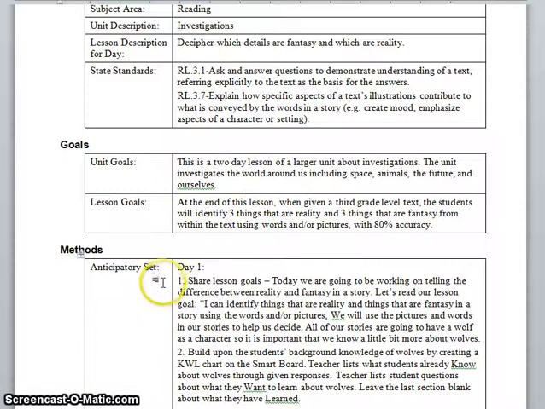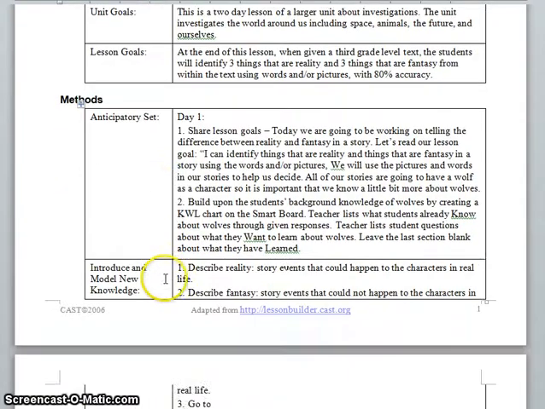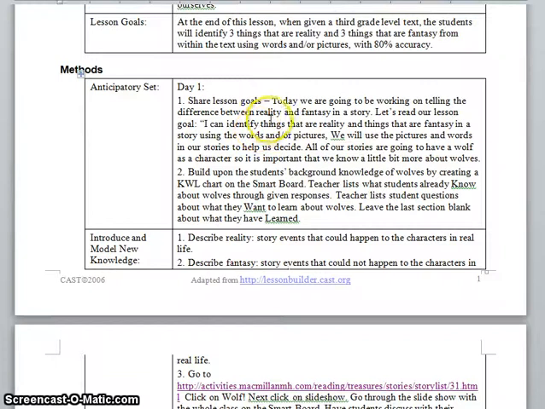The next thing I would like to look at is some methods. If you look at the methods, I always begin by sharing the lesson goal. This is important because the students then are able to be aware of the main objective for the lesson. It can help them plan ahead, think about the assessments coming up, and they know the expectation of what I'm wanting them to learn.